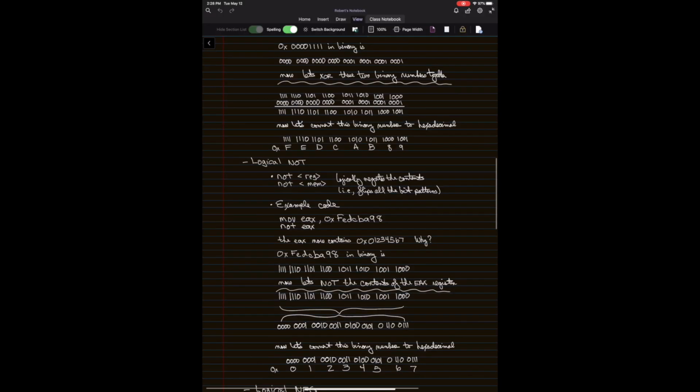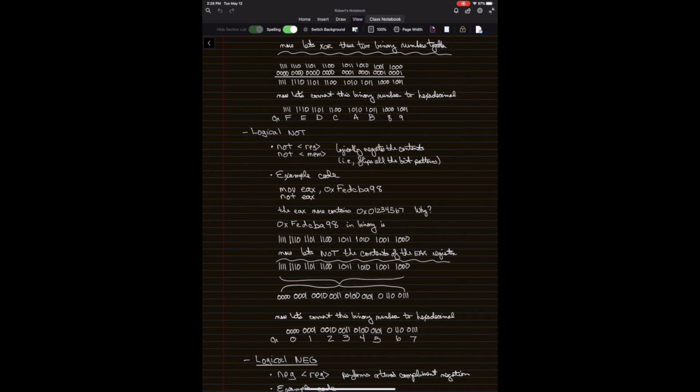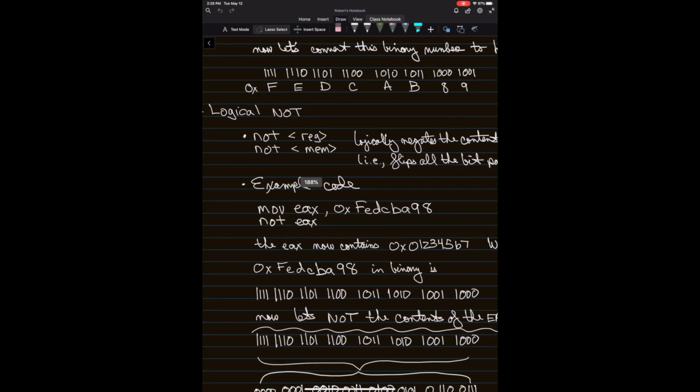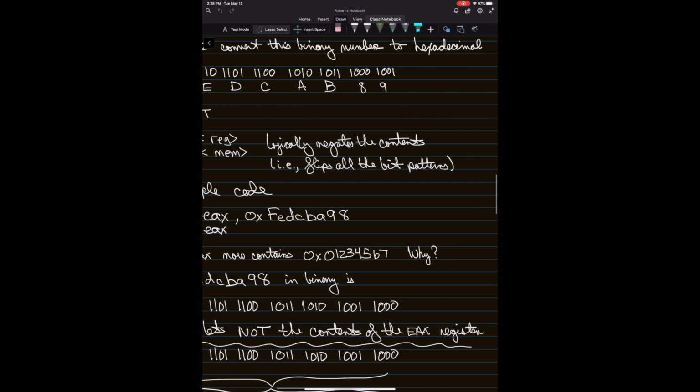Okay, so we're back, and now let's talk about logical not. Not logical and, sorry, logical not. The not logical operator basically is an operation that flips. So here's what the syntax looks like. As you can see here, it's simply going to take a register, or it's going to take a value located in memory. And what does it say it's going to do? It's going to logically negate the content. So in other words, it flips all of the bit patterns.